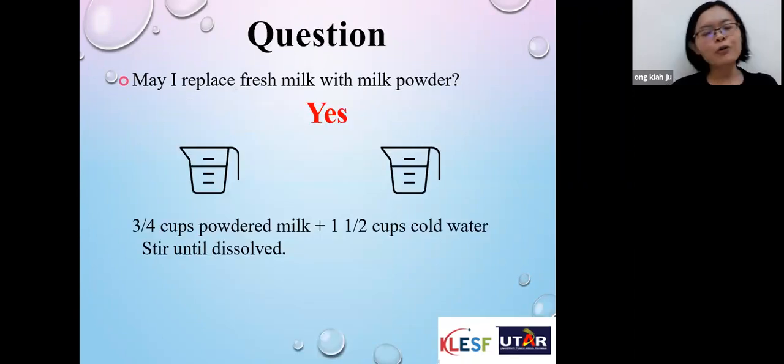Some of you may be curious whether you can replace fresh milk with milk powder. The answer is yes. You just need to take 3/4 cup of powdered milk and add in 1.5 cups of cold water, and stir until it dissolves. Now you have your milk and you can proceed with the procedure that I showed you just now. You can also use different types of milk: full cream milk, fresh milk, UHT milk.